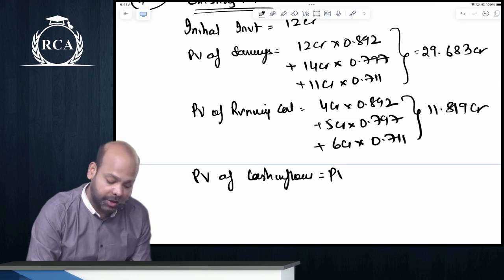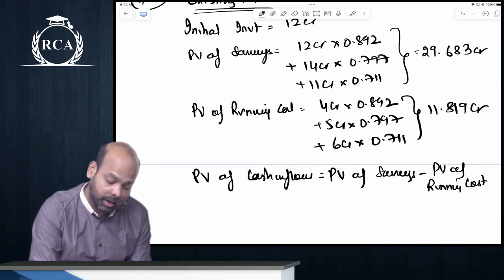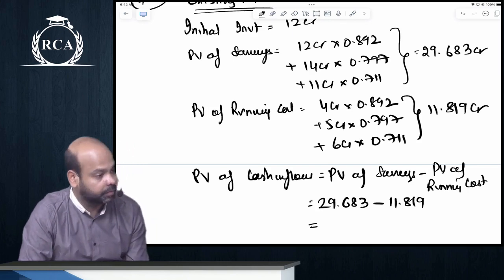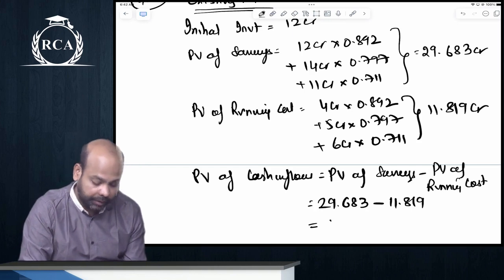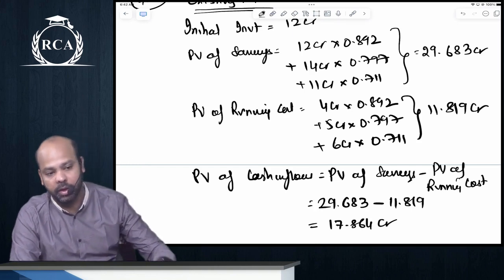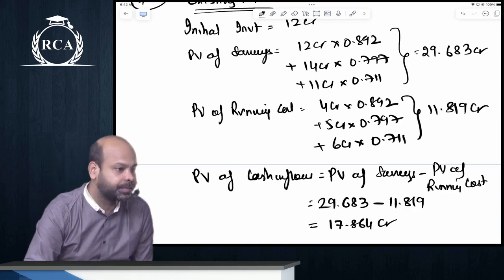Present value of cash inflows, beta, will be your present value of savings minus present value of running cost. Chapter is very easy, guys, but it is important, remember. 29.683 crores minus 11.819 crores, 17.864 crores. Hopefully the weightage of theory might reduce as such, guys, once MCQs are introduced.